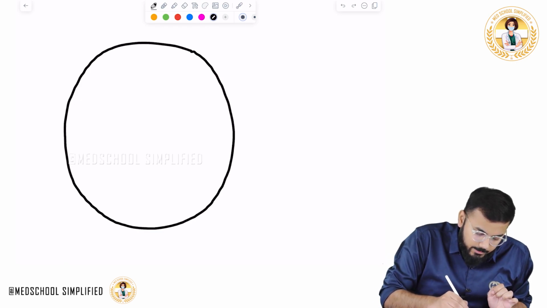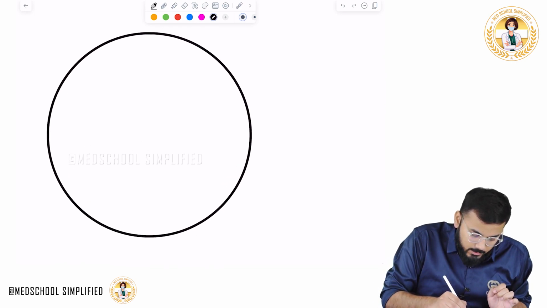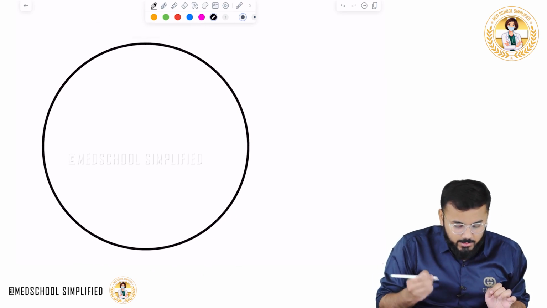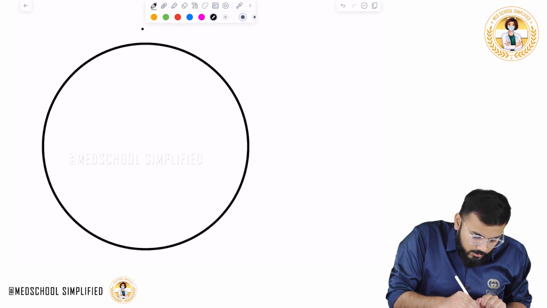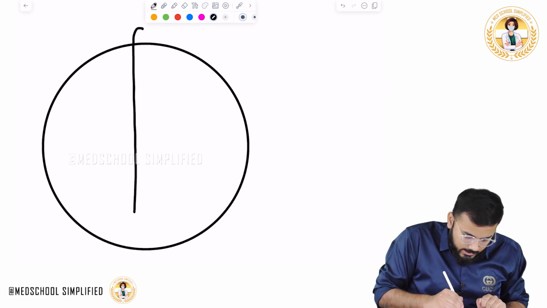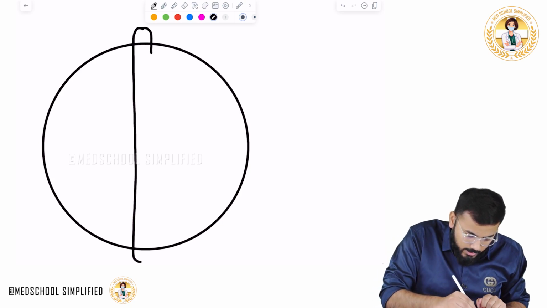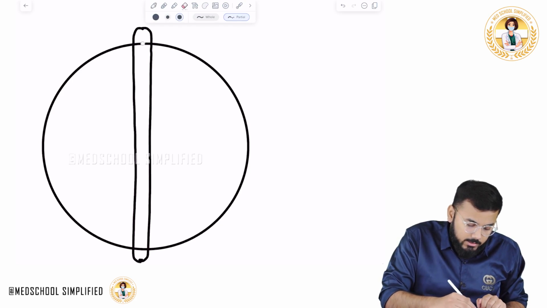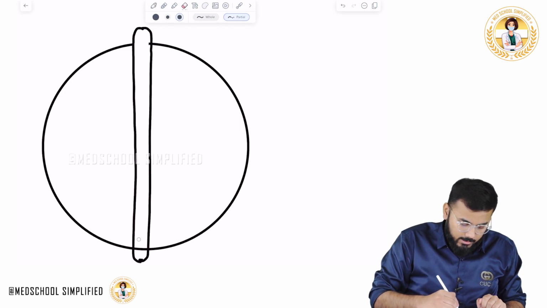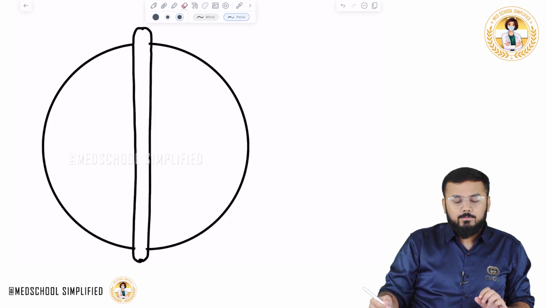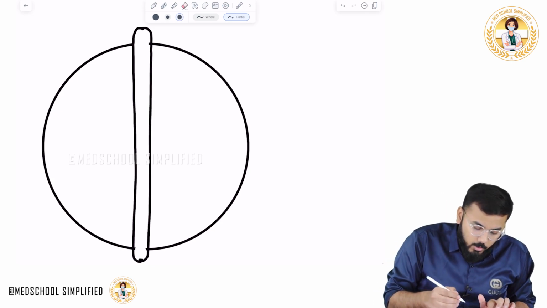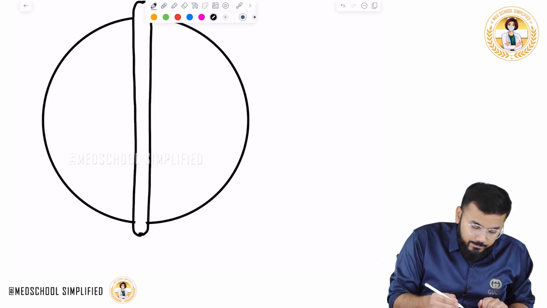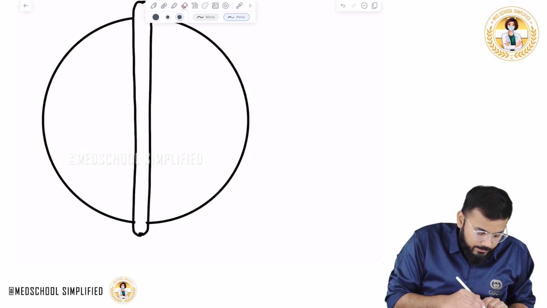So this part over here is your cerebellum. All of you know very well that the center part over here is called your vermis. The center part which I'm drawing right now, an elongated structure, is called your vermis. And the next important thing is that this cerebellum is divided into two halves like this.